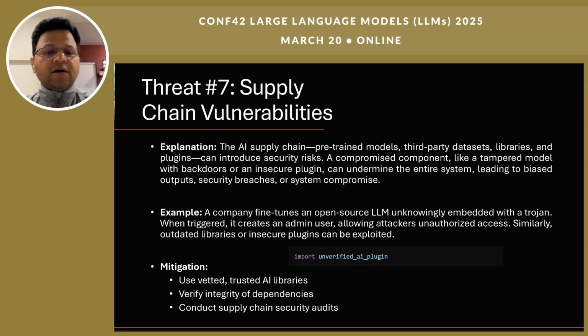Mitigations: only acquire models from reputable sources and validate them via their checksums or signatures. Track and inventory all dependencies, such as libraries, plugins, prompts, datasets, then regularly apply updates and security patches. Audit third party components just as you would any critical software. To summarize, follow a zero trust approach.